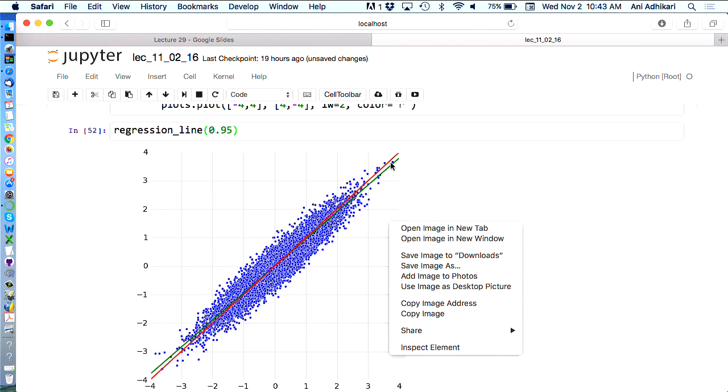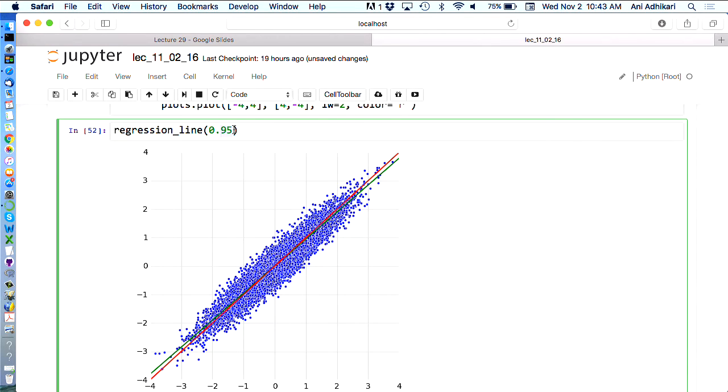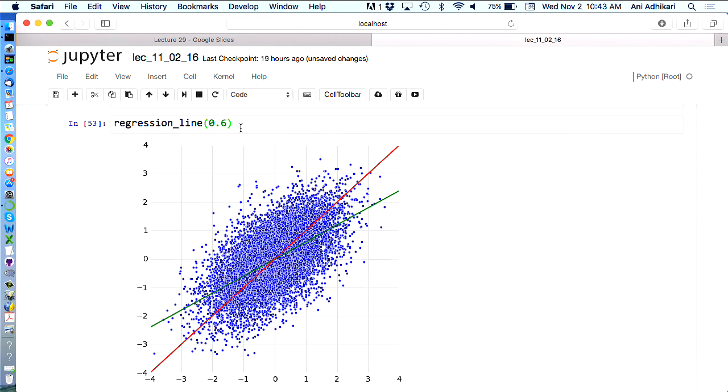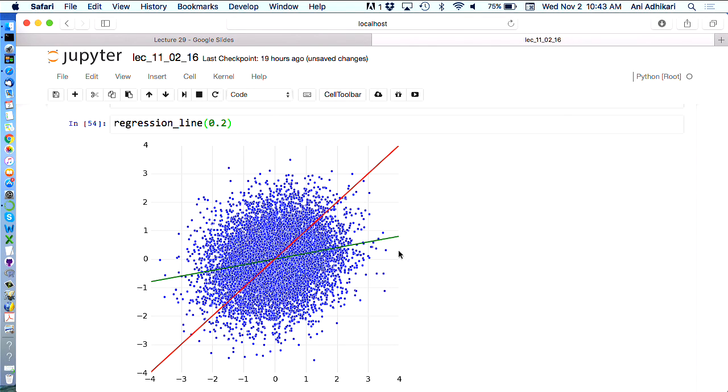And now you see the green line begins to separate from the red line. Yep, the minute you introduce spread, the line of predictions starts to drop. It gets pulled away from the red line. And if you do 0.6, clearly different. And by the time you're getting to 0.2, it's getting to be flat because there's no information here.